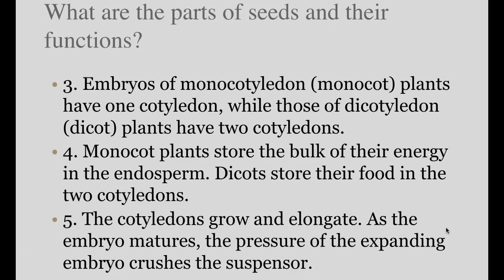Embryos of monocotyledons, so monocot plants, have one. Dicotyledons, or dicots, have two true leaves. Monocot plants store the bulk of their energy in the endosperm. Dicots store their food in the two cotyledons. The cotyledons grow and elongate as the embryo matures. The pressure of the expanding embryo crushes the suspensor.